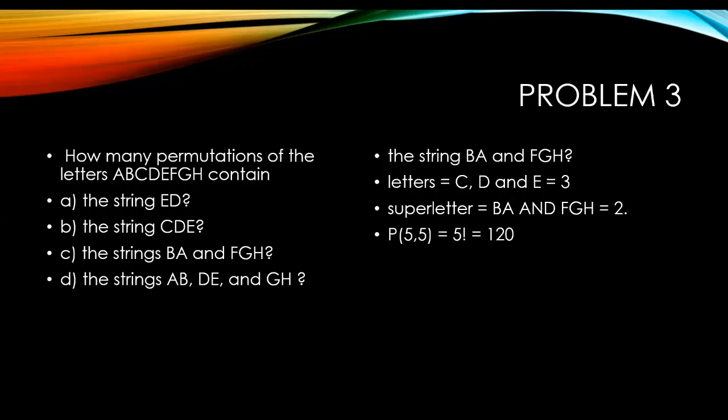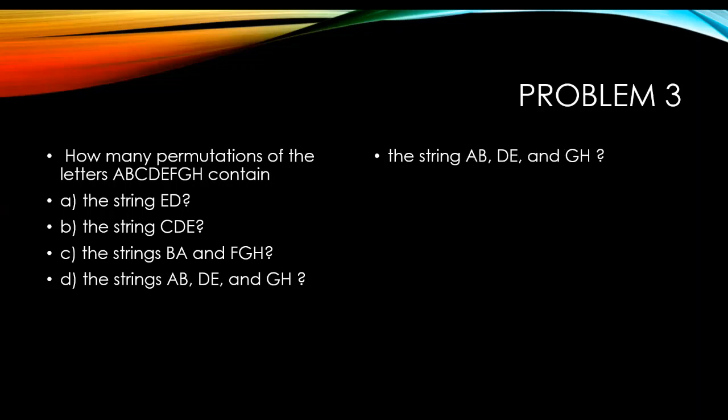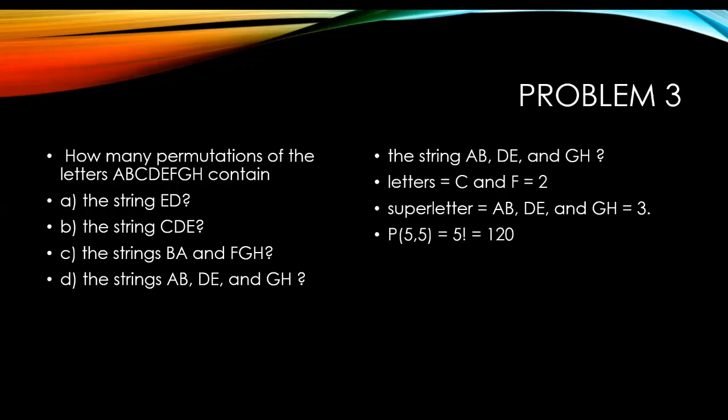How about ABDE and GH? Okay, same treatment. ABDE and GH will be considered 2 elements. And the letters that are not included in our super letters are C and F. So we have 3 letters plus 2 super letters, 5. 5 factorial, so we have 120. Okay. So that's problem number 3.